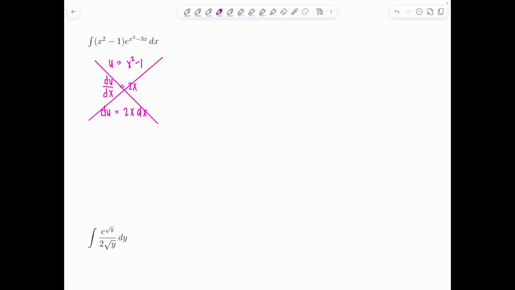Maybe you think I should let u be e raised to the x cubed minus 3x. So if u is e to the x cubed minus 3x, then du dx, what's the derivative of e to the something? It's e to the something times the derivative of the something. So then I'd need to multiply by 3x squared minus 3. So if this is u, I need this to show up somewhere else in the integral. No, I don't have that either. So that was no good. Abort mission again. So what to do?